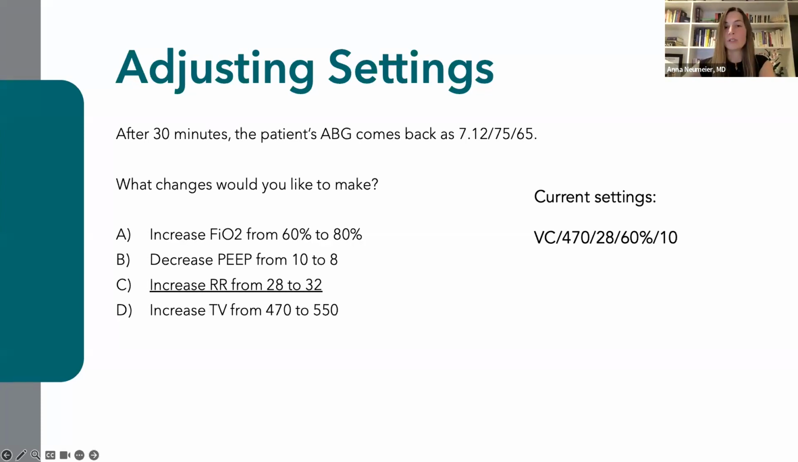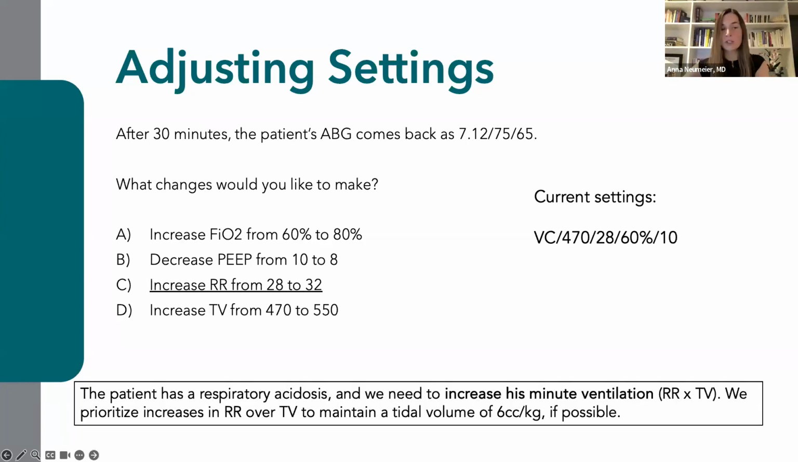The best answer here is to increase the respiratory rate. And the reason is that this patient has a respiratory acidosis, so we need to increase his minute ventilation. Therefore, we could increase either respiratory rate or tidal volume. However, it's important to prioritize respiratory rate over tidal volume to maintain the tidal volume of 6 cc's per kilogram if possible to minimize volume injury.